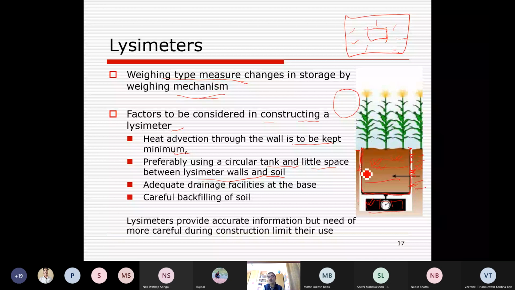If there is irrigation and deep percolation, we can measure how much is lost as deep percolation to find out the precise amount of evapotranspiration from the system. Careful backfilling of soil is needed so that it attains the same layer properties as in the field. So these are things needing more care. So this is the idea.